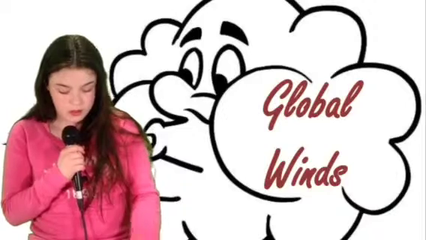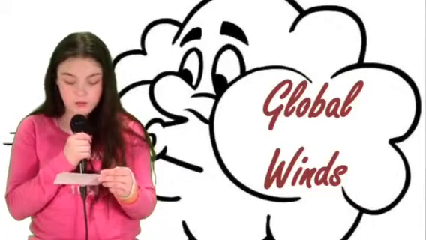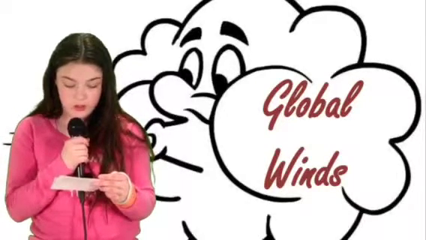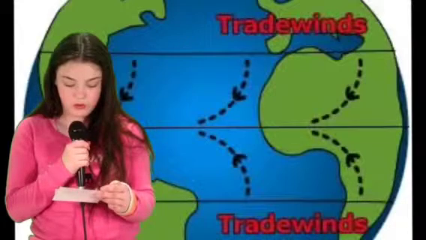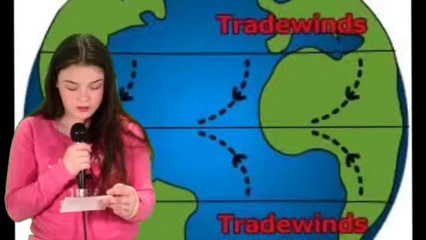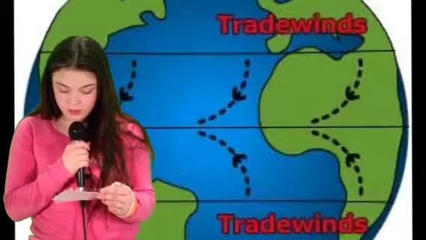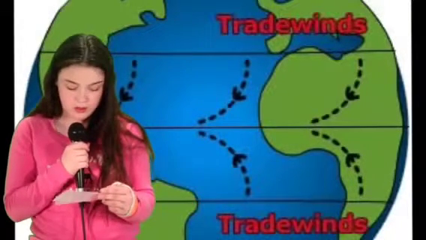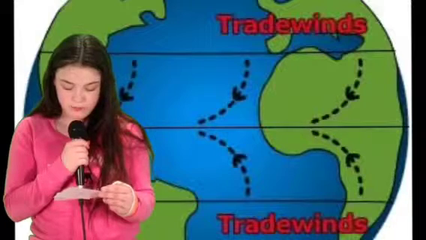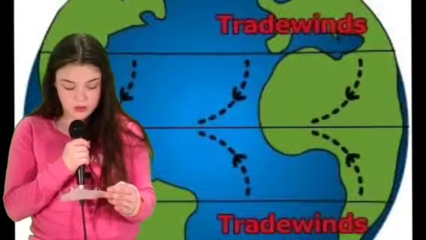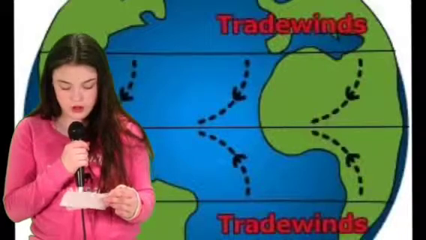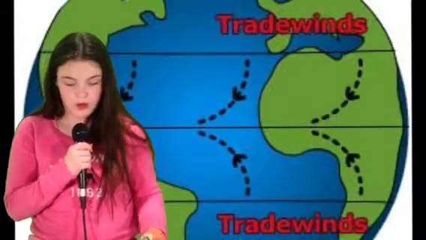Trade winds. A wind blowing steadily toward the equator from the northeast in the northern hemisphere or the southeast in the southern hemisphere, especially at sea. Two belts of trade winds circle Earth, blowing from tropical high pressure belts to the low pressure zone at the equator.